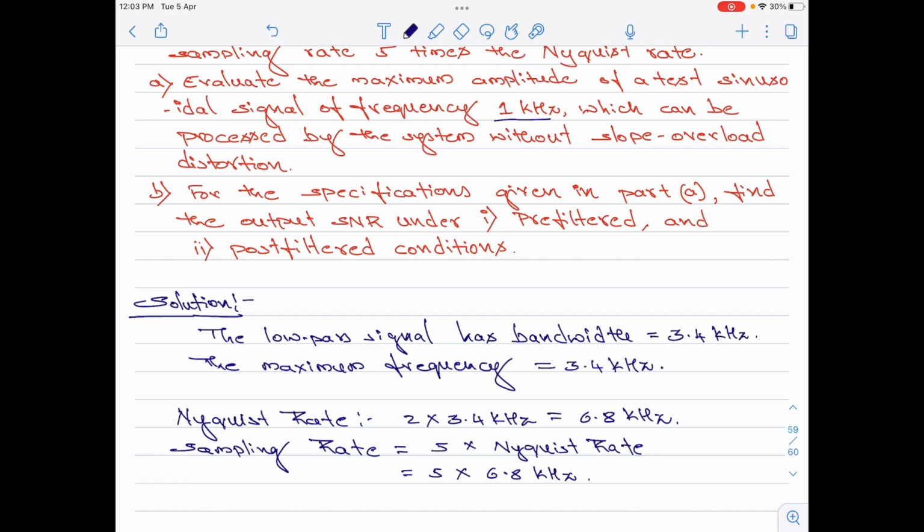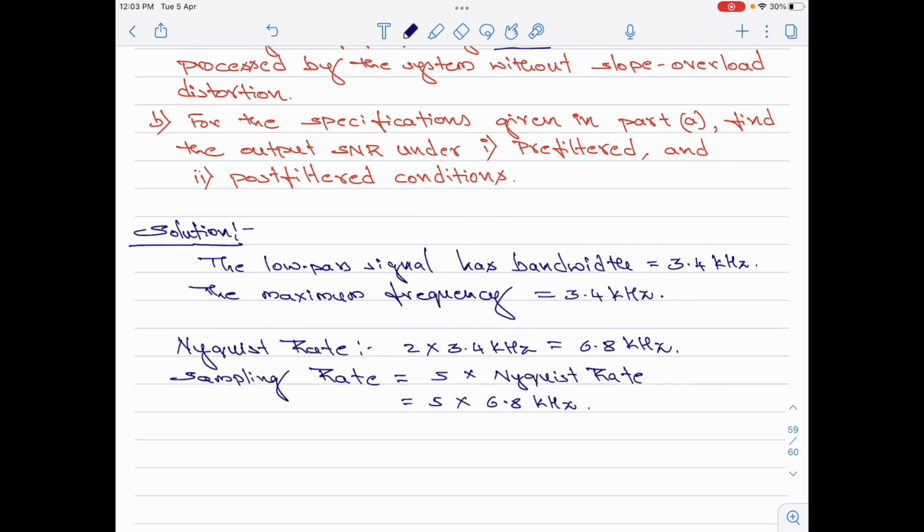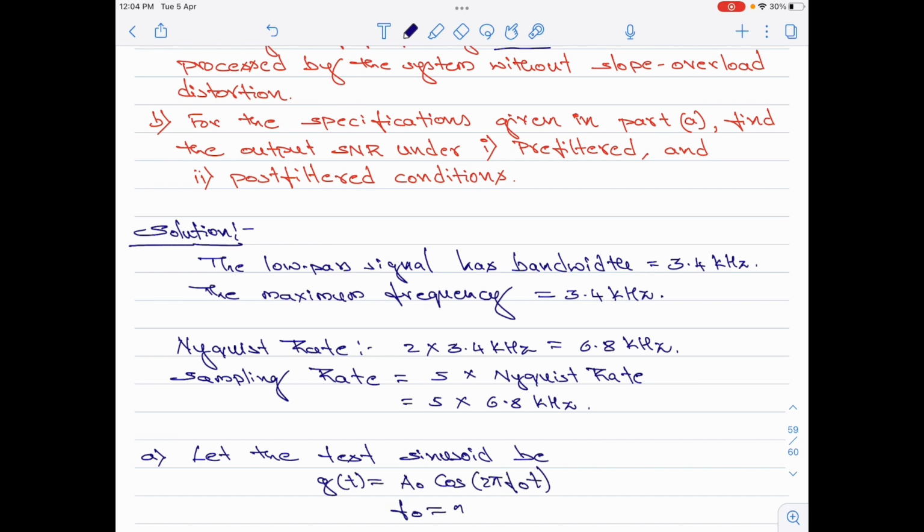Let us start with part A of the numerical. Part A of the numerical says, evaluate the maximum amplitude of a test sinusoid that has a frequency of 1 kHz. So let us start by defining the test sinusoid as g of t equal to A naught cos 2 pi f naught t, where f naught is given as 1 kHz. Please note, this is not the same low pass signal that is given at the beginning of the numerical. This is a test sinusoid.